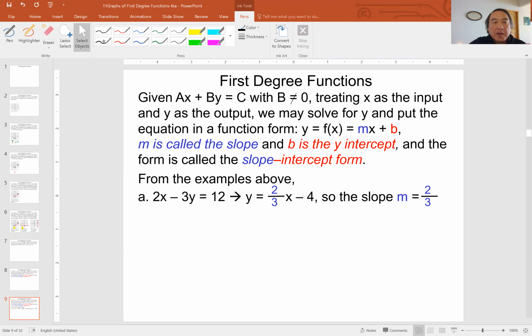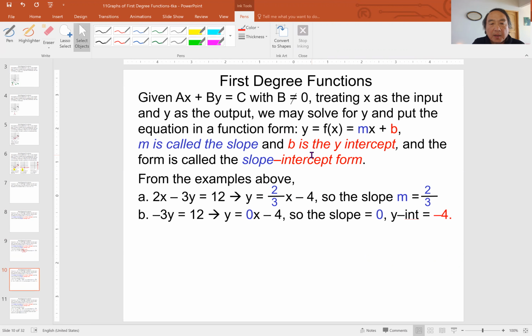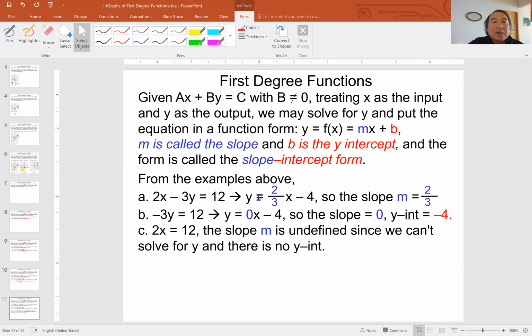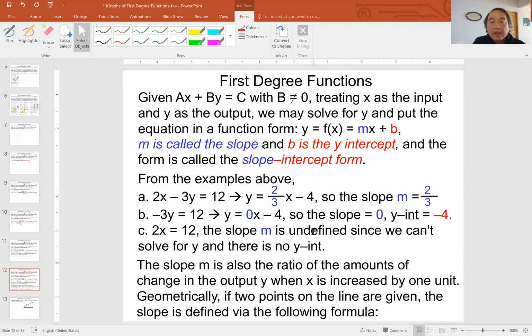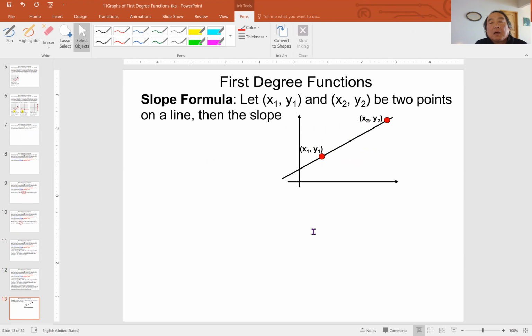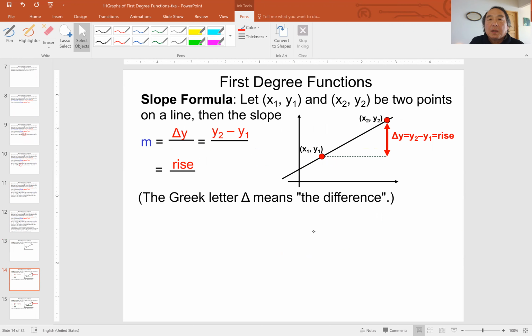Okay, so for example, in this equation I solve for y, then this is the slope, and this is the y-intercept. In this second equation, I solve for y, and I can pretend the x is there, so the slope is therefore 0. In this one, the slope is undefined because you cannot solve for y. And geometrically, this is what the slope is.